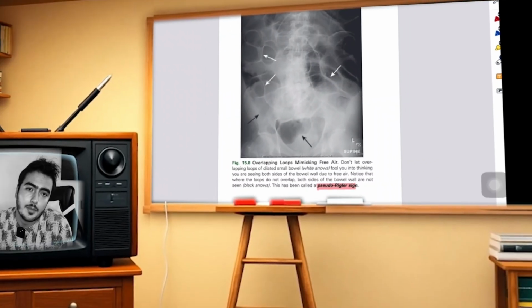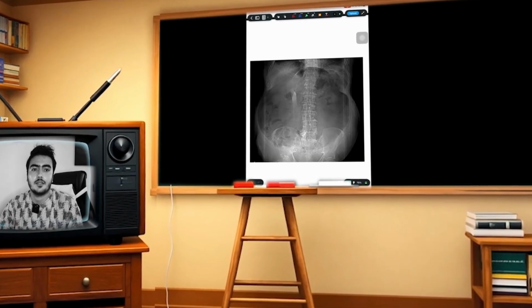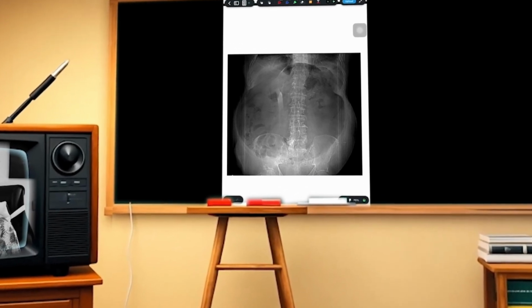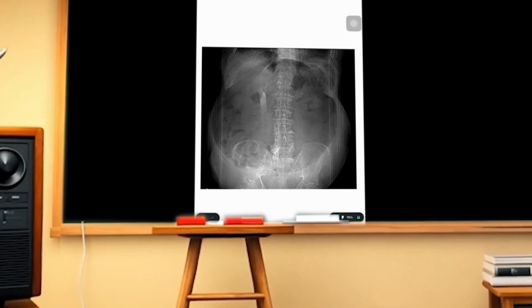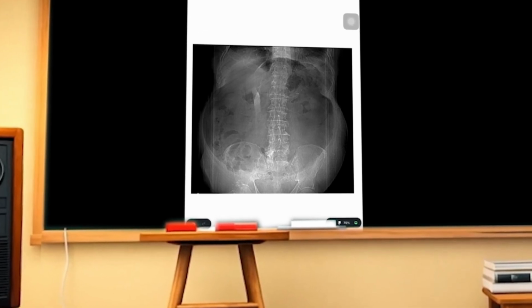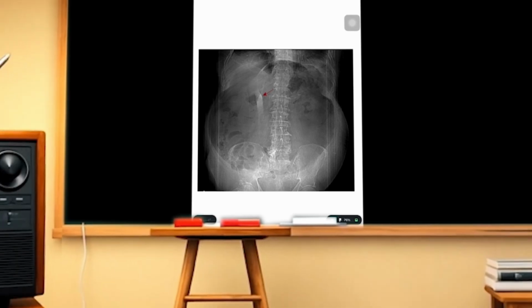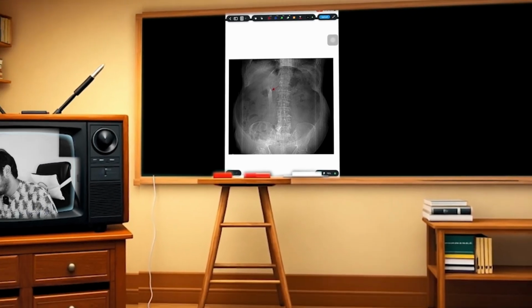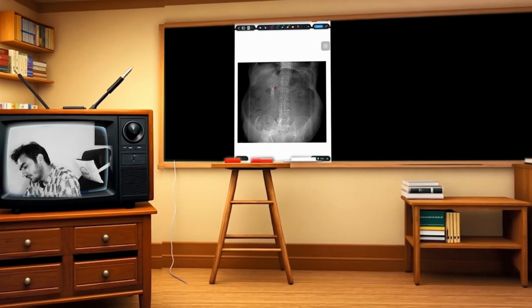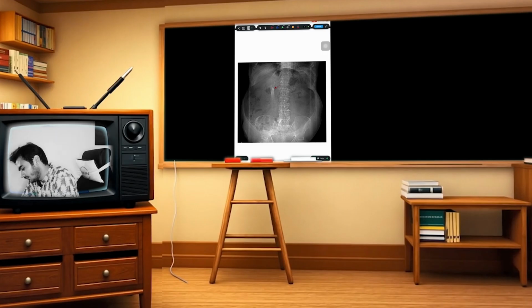When there's a large amount of air and the patient is supine, that air can rise over the anterior surface of the liver. It can make the falciform ligament, which normally is invisible, suddenly visible as a thin vertical line. That's the falciform ligament sign. In this X-ray, you can see the falciform sign here.